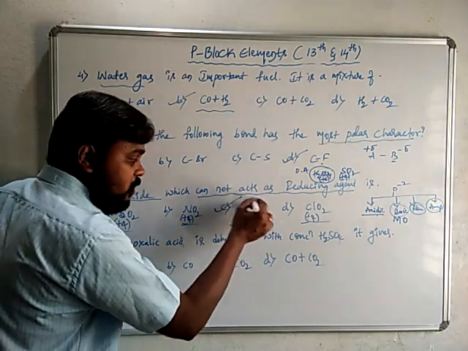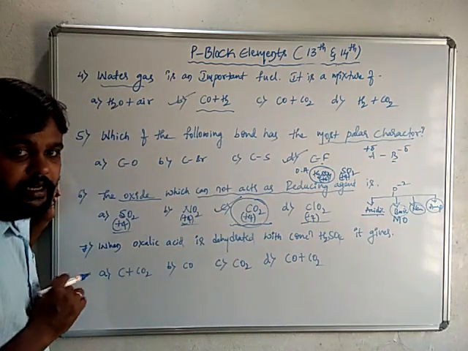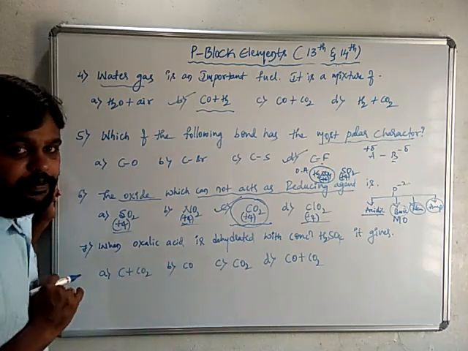Why can it act as an oxidizing agent? Because of the maximum oxidation state, more positive charge will be there. Because of more positive charge, it can gain electrons easily and undergo reduction.